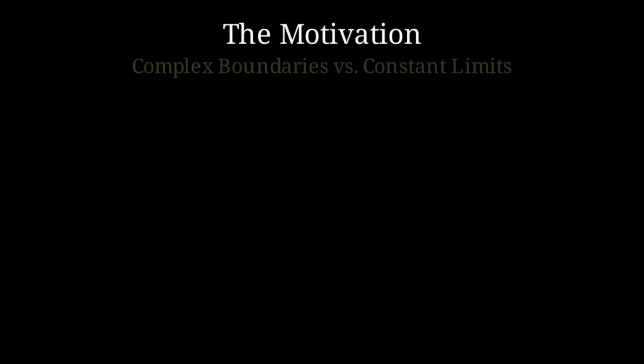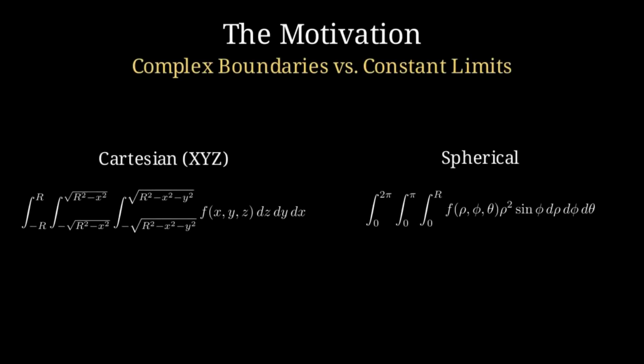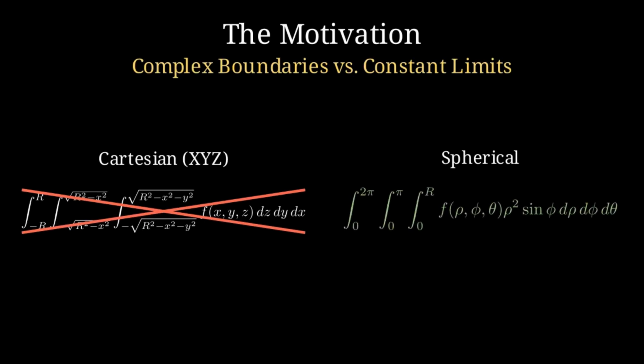Notice how the Cartesian boundaries involve complicated square root functions. By switching to spherical coordinates, we can often transform these difficult boundaries into constant limits of integration, making the calculus straightforward and significantly reducing the risk of calculation errors.